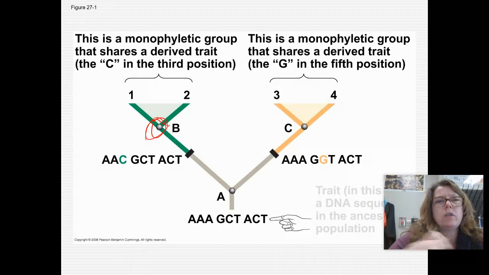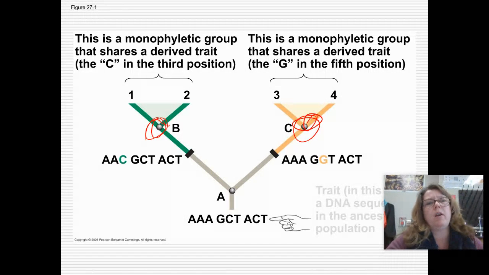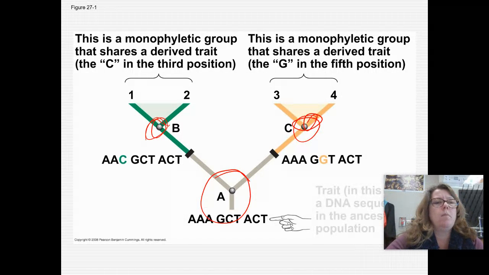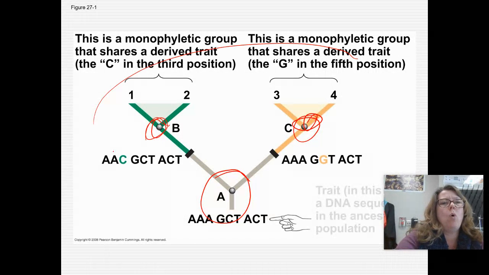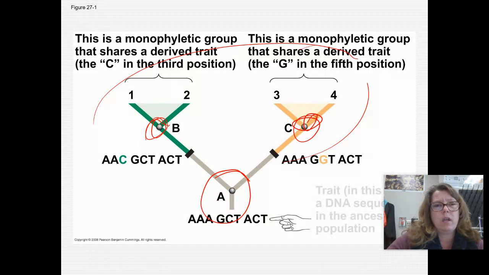There's a node, there's the common ancestor. This is a monophyletic group, common ancestor there. Altogether, this would be a polyphyletic group because if you're looking at the whole cladogram, it's polyphyletic because you've got several common ancestors there. Okay, so this group is more distantly related to that group.